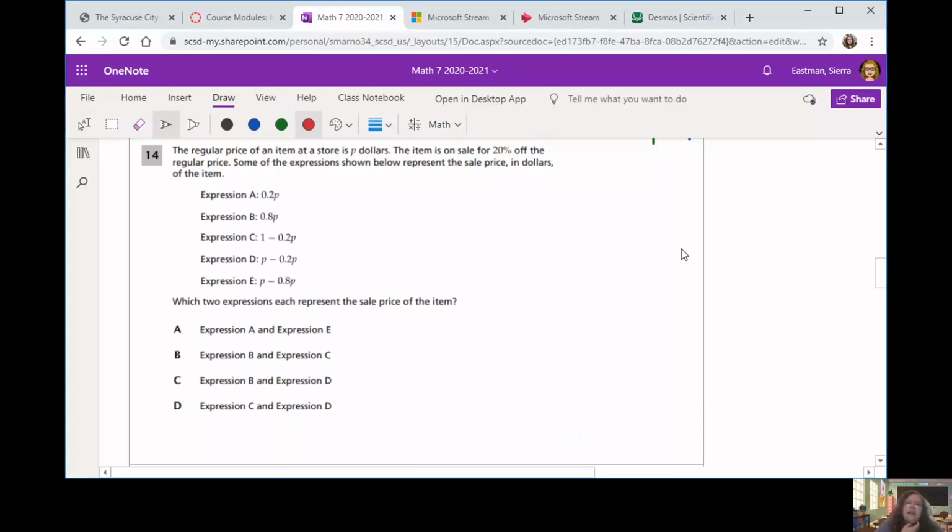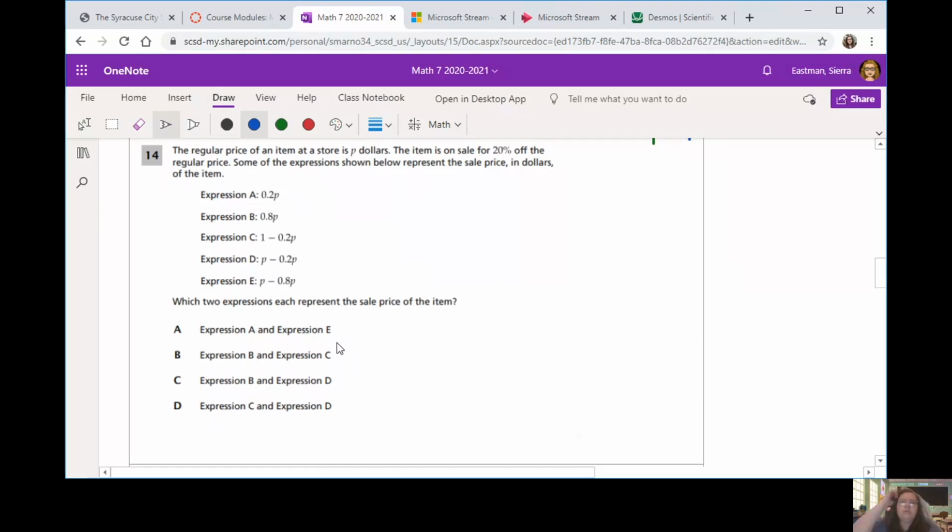It says the regular price of an item at a store is $P. The item is on sale for 20% off the regular price. Some of the expressions shown below represent the sale price in dollars, but some of them do not. So they're asking us which ones actually would be equal, which one would work.